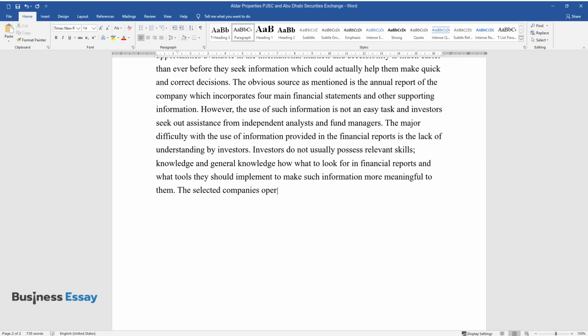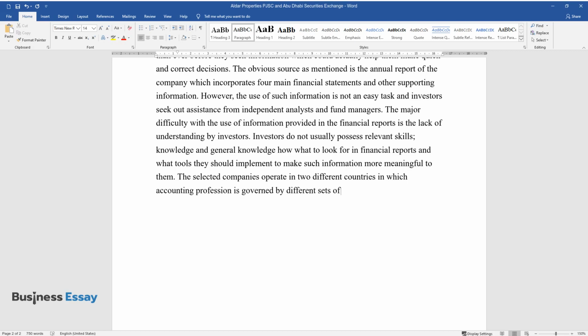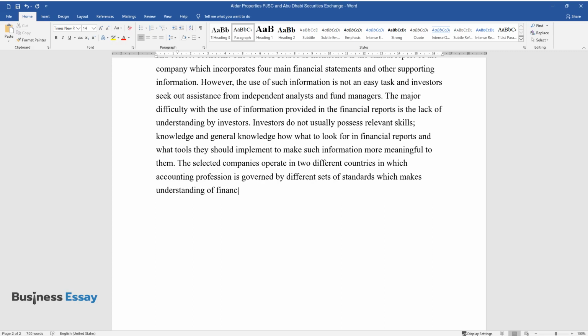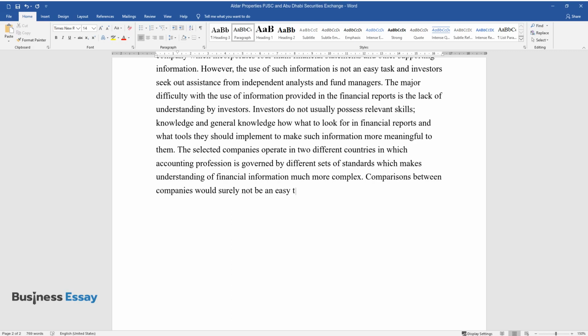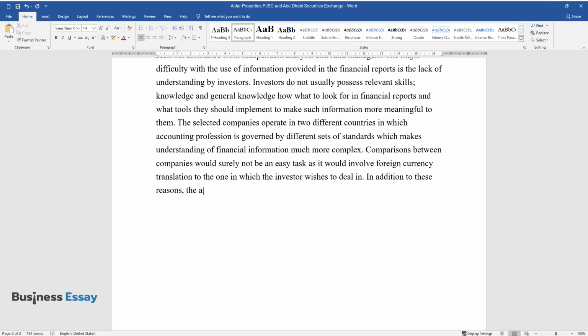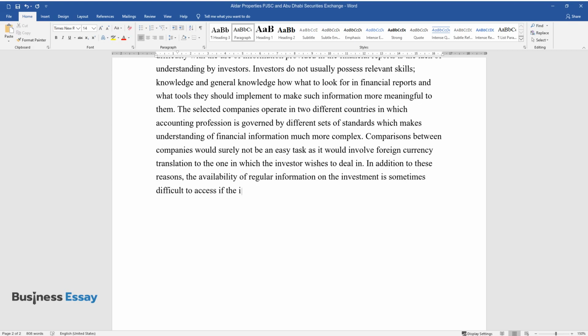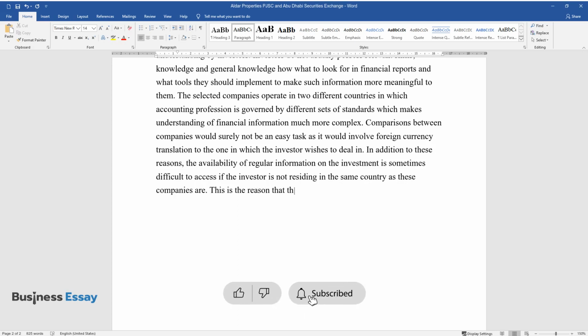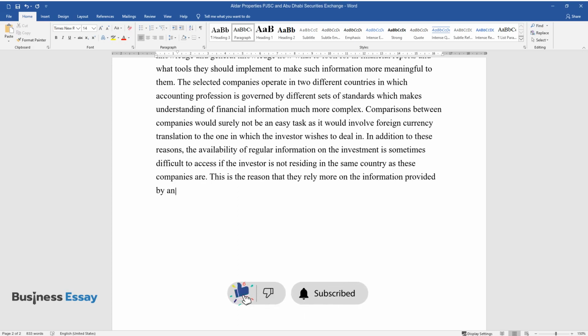The selected companies operate in two different countries in which the accounting profession is governed by different sets of standards, which makes understanding of financial information much more complex. Comparisons between companies would surely not be an easy task, as it would involve foreign currency translation to the one in which the investor wishes to deal in. In addition to these reasons, the availability of regular information on the investment is sometimes difficult to access if the investor is not residing in the same country as these companies are. This is the reason that they rely more on the information provided by analysts and daily announcements made on the floor of capital markets.